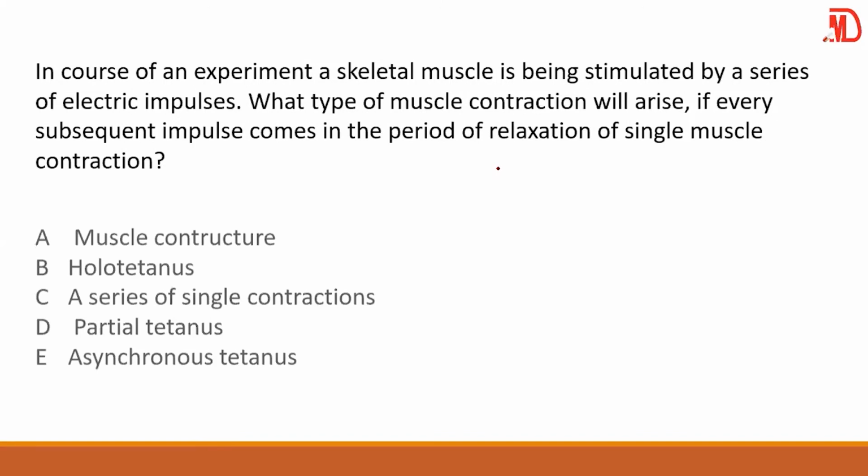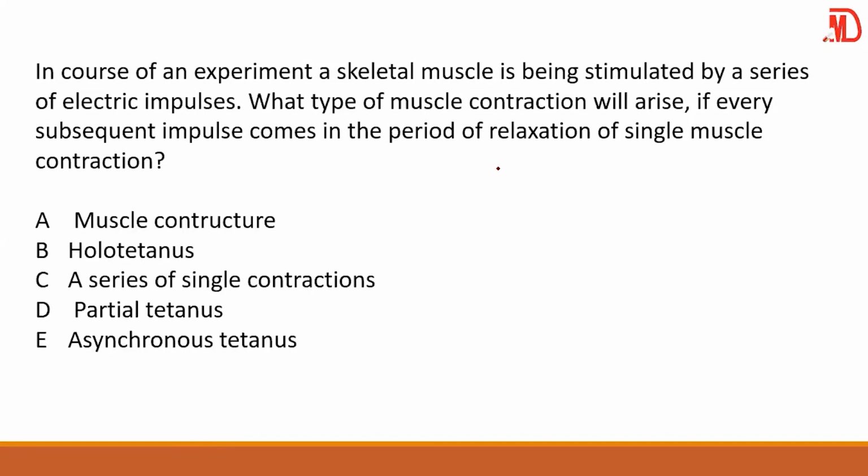Great. I love questions on tetanus because they are easy to answer. Again, we have discussed this, so I expect you to get this one straight away. In the course of an experiment, a skeletal muscle is being stimulated by a series of electrical impulses. What type of muscle contraction will arise if every subsequent impulse comes in the period of relaxation? Guys, we've done this. We said we have two types of tetanus, the complete and the incomplete. In complete, there is no relaxation whatsoever.